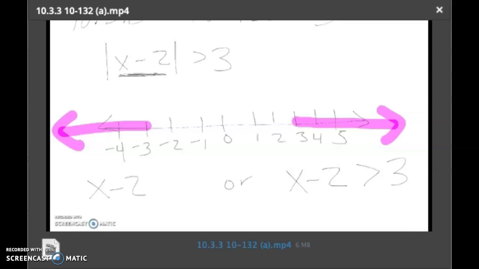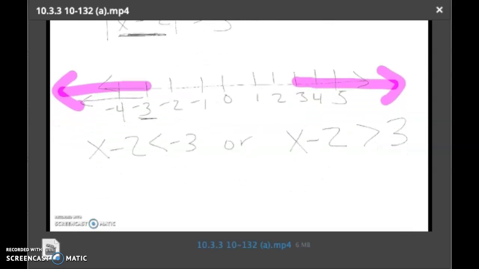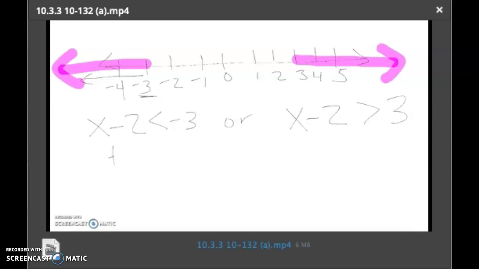And that looks a little different because now the boundary point is not positive 3, right? It's a negative 3. And to show that we want the numbers that are going this way, we have to change that greater than to a less than, okay? So for that left-hand side there, we need to have x minus 2 is less than negative 3. And then we will solve these two problems.